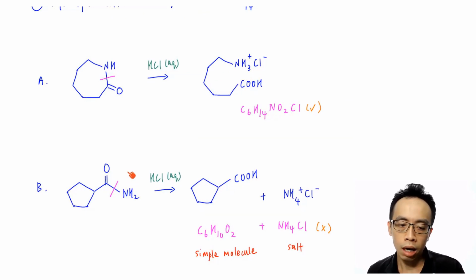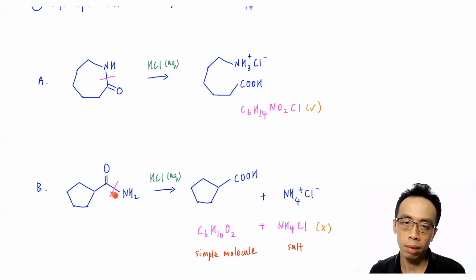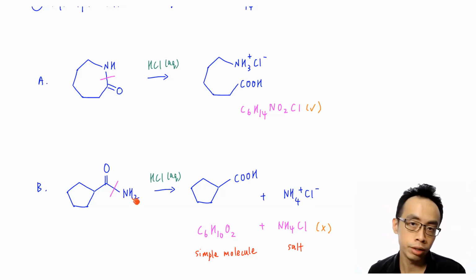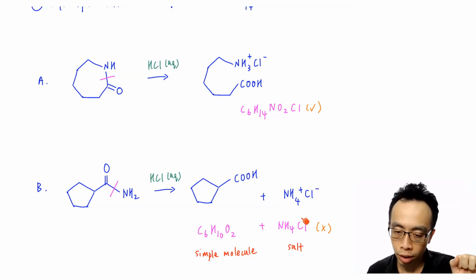Now involving B, I have an amide functional group, and when you do acidic hydrolysis, I'll break the amide bond. Now you notice I have two different pieces. One end is the acid end, a simple organic compound with an acid group, and the formula for this compound is C6H10O2. The nitrogen portion is actually ammonia that is formed, but under acidic medium, this ammonia will be converted to ammonium chloride. So the nitrogen and the chlorine will be in a separate compound. This is an ionic compound, a salt involving ammonium chloride.